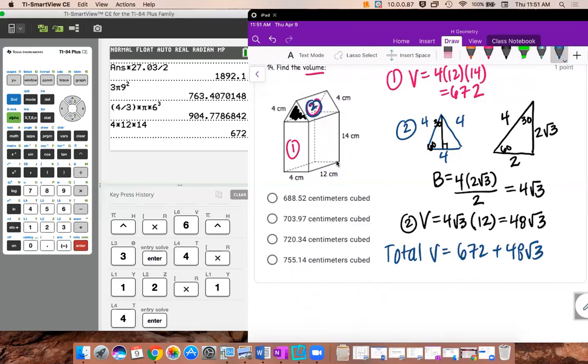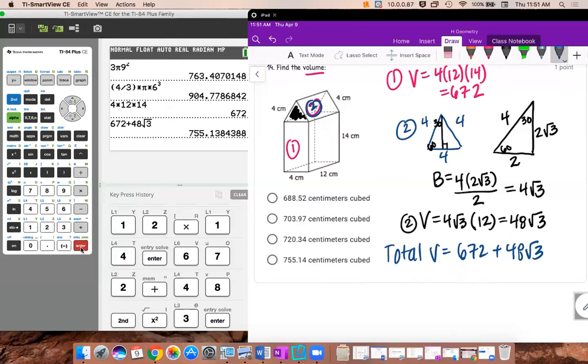And then if we look at our answers, they're all in decimals, so we're just going to plug that in. So 672 plus 48 square root of 3. We're doing 2 decimal places, so go 2, go backwards 1. This is higher than 5, so that rounds up. So our total volume is going to be 755.14 centimeters cubed. So this guy right there.